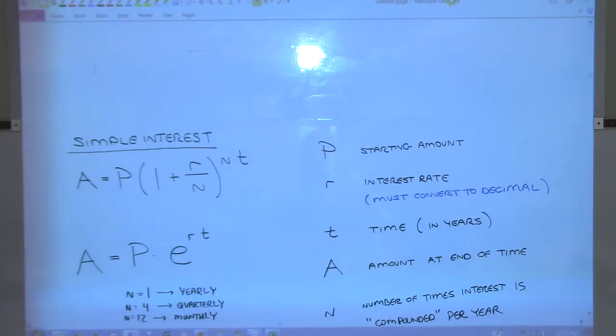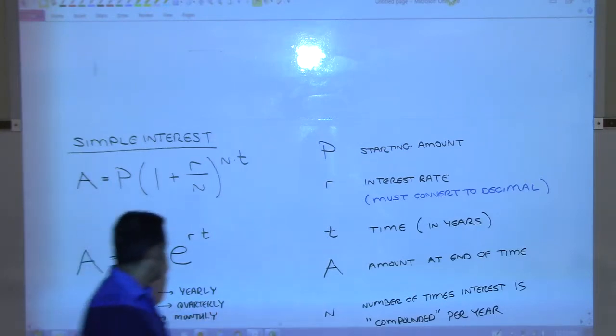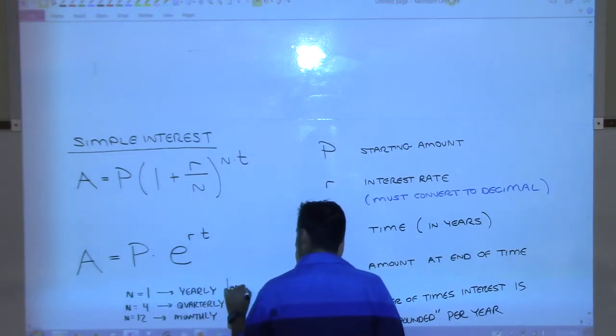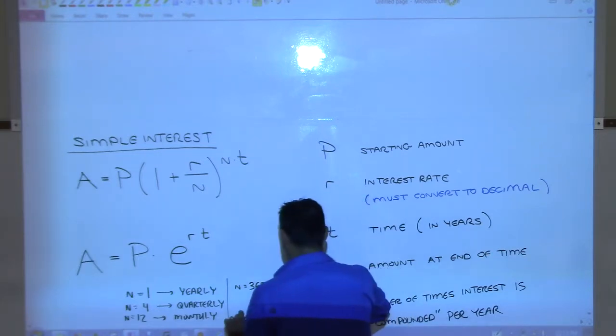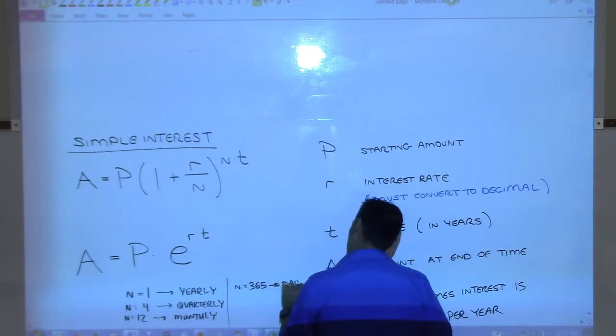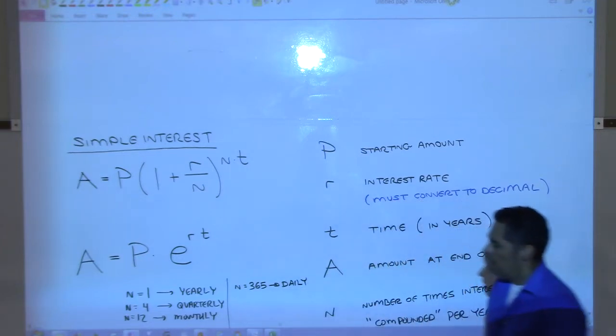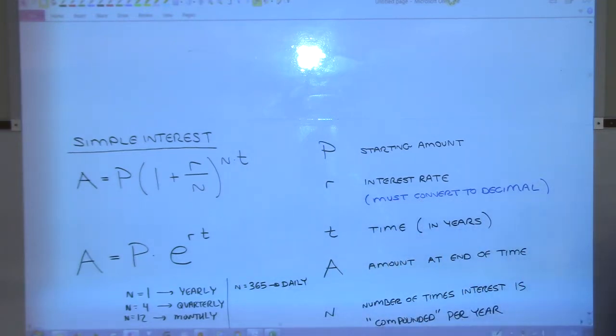And you can go further than that. You could have n being 365, which would be daily. Oh, that's not the way you spell daily. And I won't give you anything other than those possibilities in here.